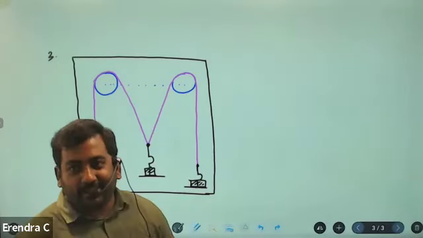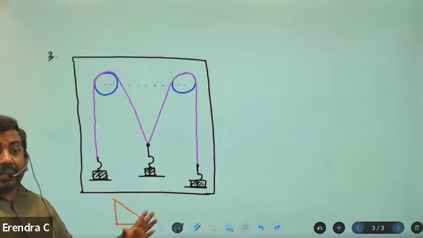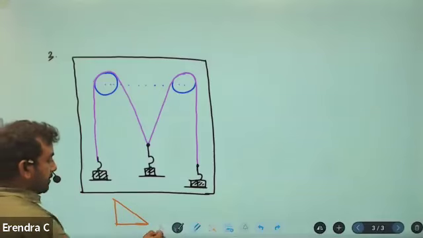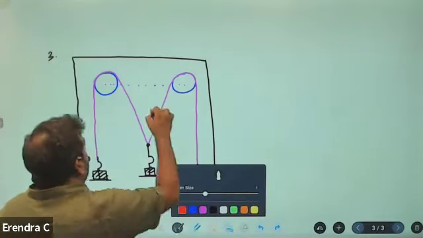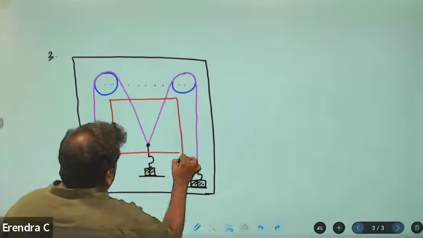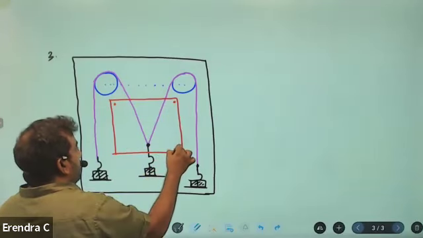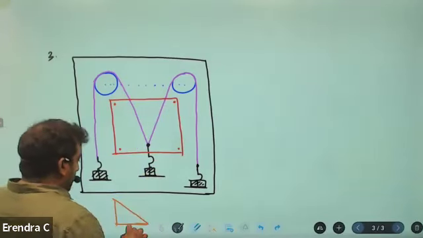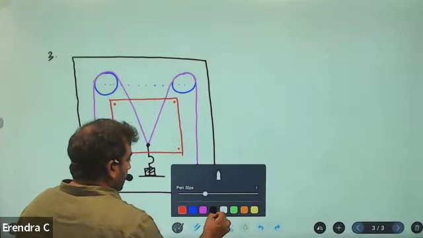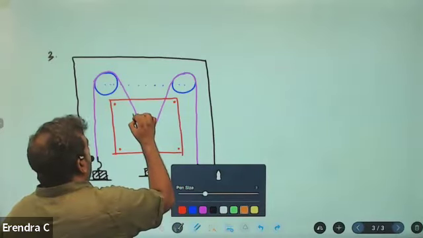Is it clear? Anyways, now take any of the set squares, no problem. Don't forget, the white sheet of paper is behind. Using drawing pins, you can fix it on the board. What you do is, I'll show it here. Place the set square perpendicular to the rope.